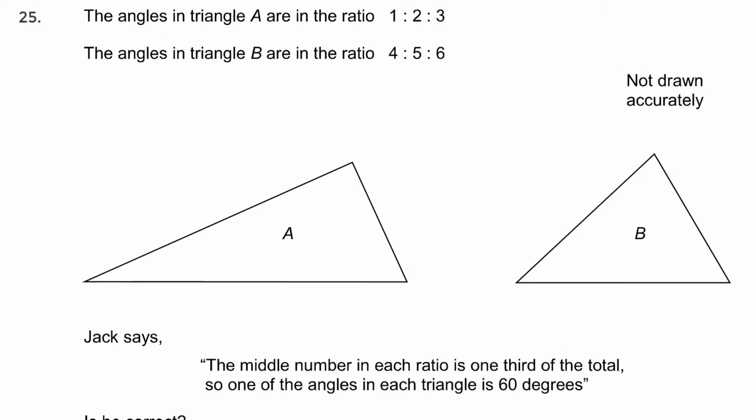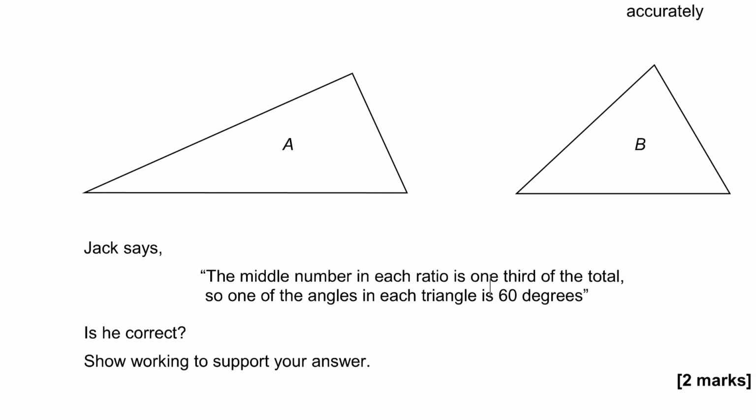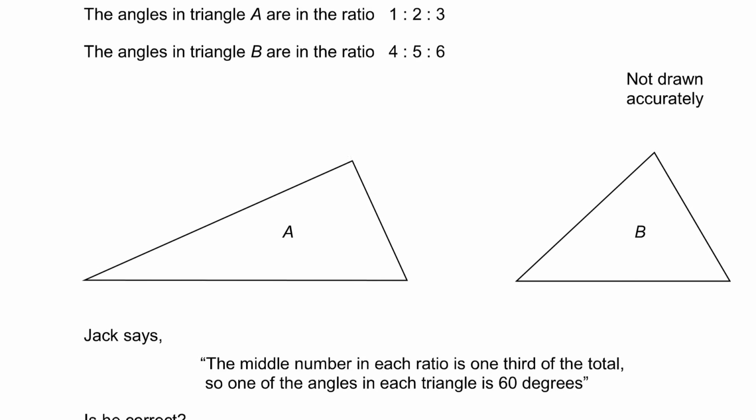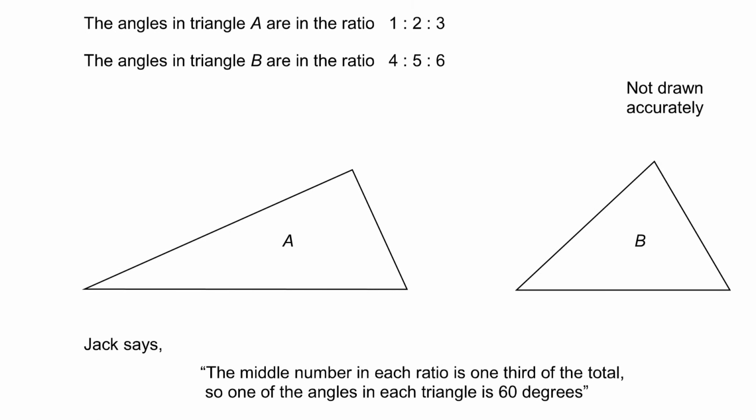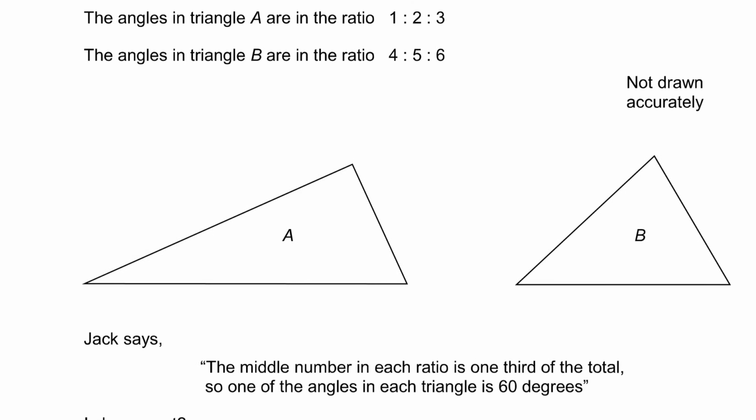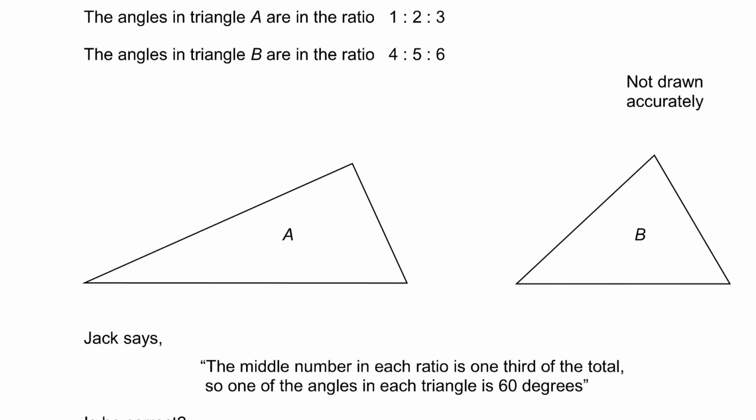The angles in triangle A are in the ratio of 1 to 2 to 3. The angles in triangle B are in the ratio of 4 to 5 to 6. Now Jack says the middle number in each ratio is 1/3 of the total, so one of the angles in each triangle is 60 degrees. Is he correct? Okay, there's probably 101 ways of doing this, but I think what I'm going to do is work out what the middle angle is for each of these. That seems to be the easiest and most straightforward way of doing it.